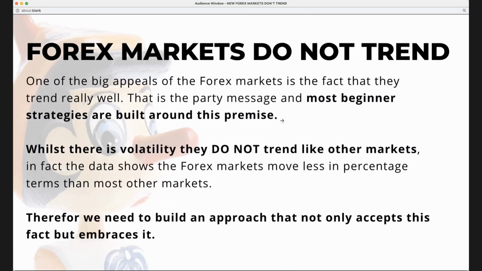So let's talk about the Forex markets, and let's talk about what the brokers would have you believe. And that is that the Forex markets trend more than any other market.